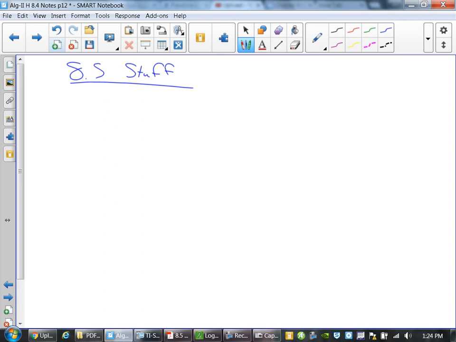So in 8.5, what you can do with logarithms is you can condense or expand. Now, when I'm expanding a logarithm, I'm not doing this.